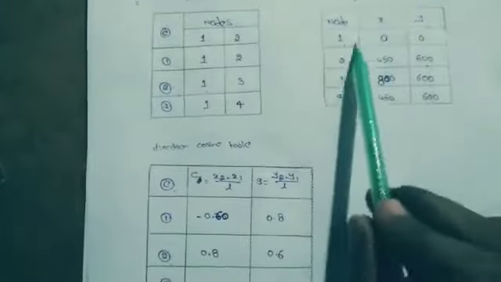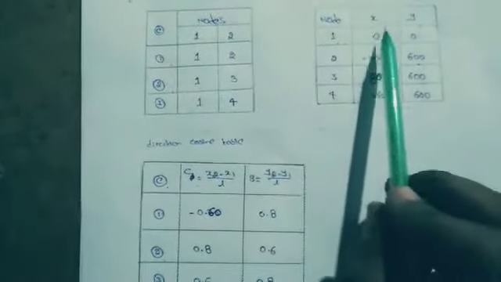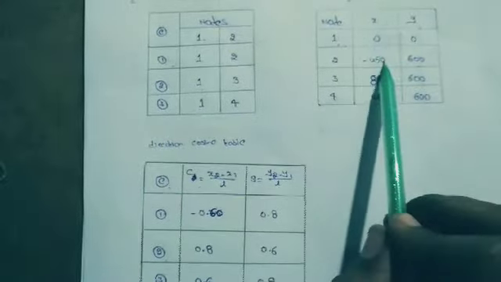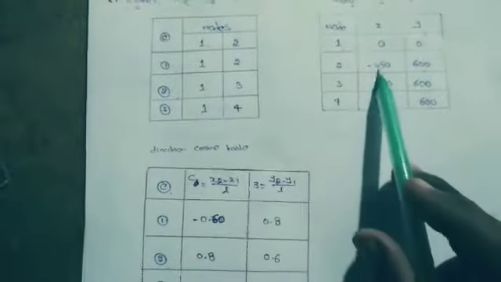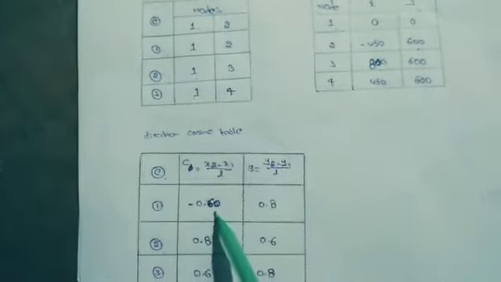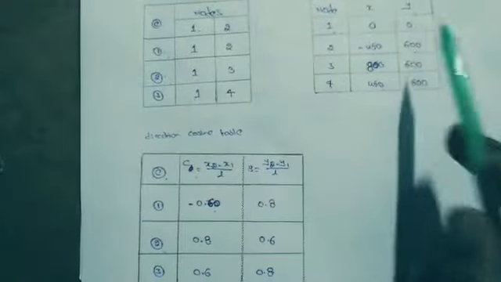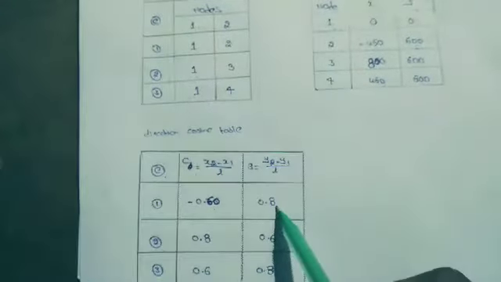Nodes 1 and 2: this is the x2 value, this is the x1 value. Minus 450 minus 0 means minus 450, by the length of the first element, 750 mm. Minus 450 by 750 gives minus 0.6. Similarly, y2 minus y1, 600 minus 0 means 600, by the length of the element gives 0.8.